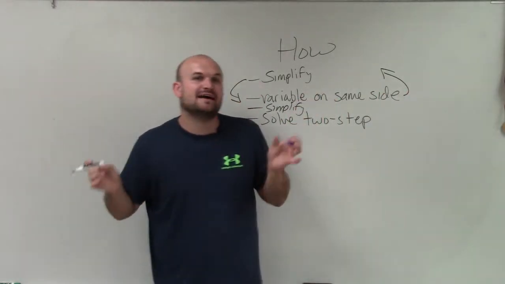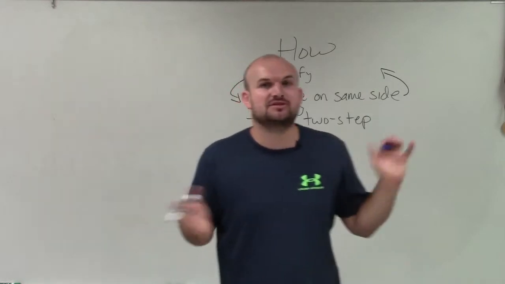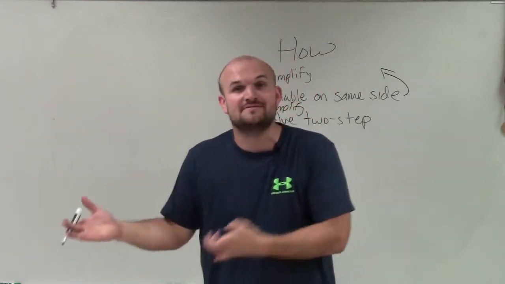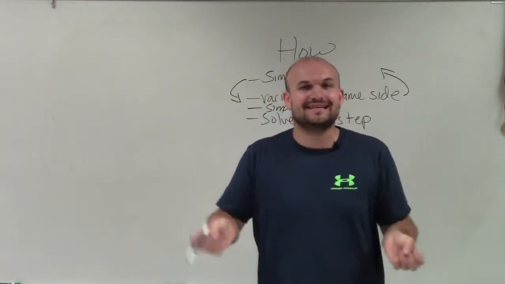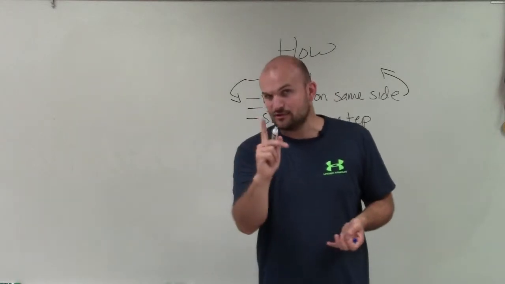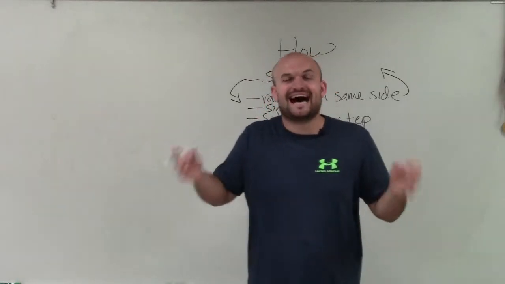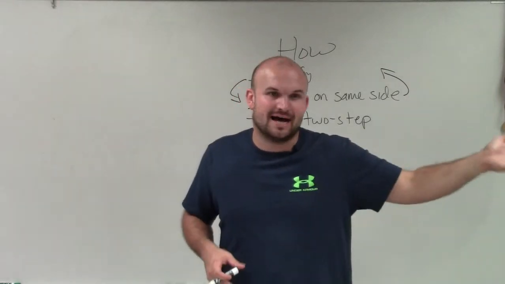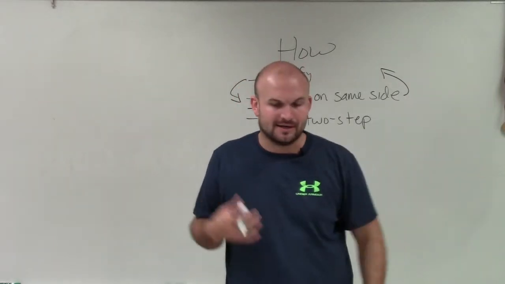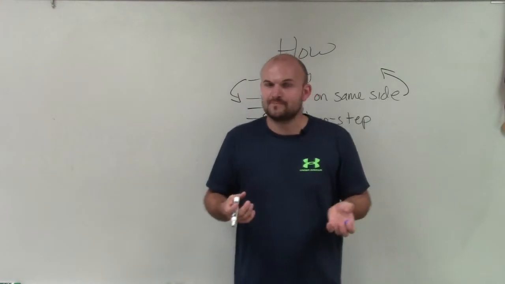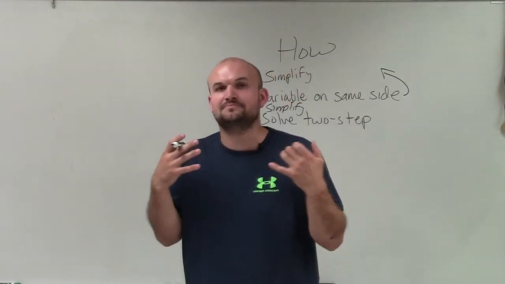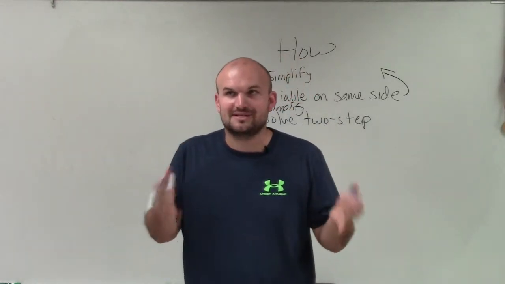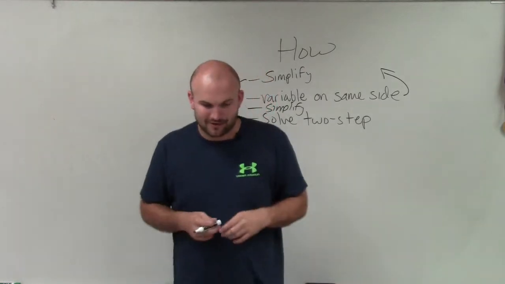Once you have that simplified, the next objective is to get the variable to the same side. It doesn't matter if it's on the left side or the right side. You just need to get the variables combined into one single variable that you can solve for, on the same side. We can't solve an equation with the variable on the other side, or on both sides, all right? So we've got to get the variables together and then combine to one single variable.